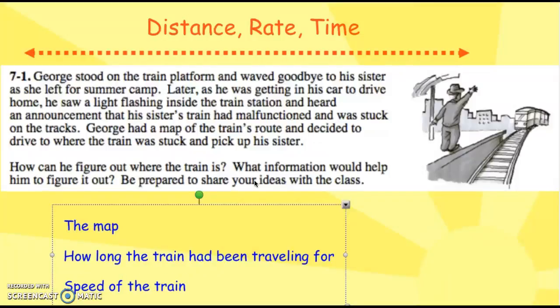So if the train was going really slow, it might not have gotten very far, but if it was going speedy, maybe it did get really far. So those are 3 things that would be really important, and that's where we're going to get into distance, rate, and time today. You need to know the time something's been happening, and the rate it's going at, to figure out the distance in this case. So if you don't have those things, make sure you add those to your answers on your paper.